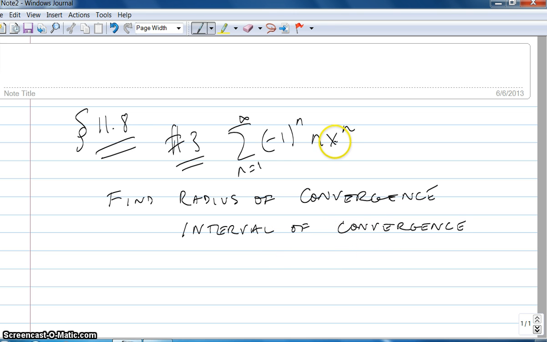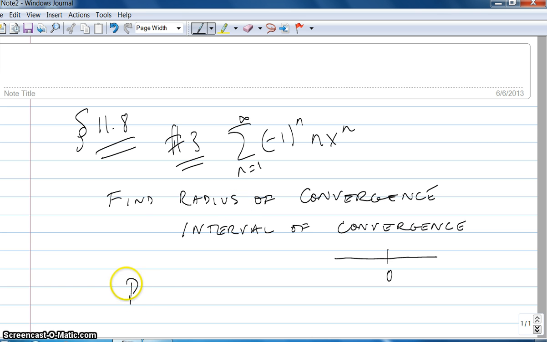Notice first that if x equals 0, it doesn't matter what n is. If x is 0, everything's 0 there, and so we're adding up a bunch of zeros, and that definitely converges. So it gives us the center point of our interval. That's the center. Now what I want to find is the radius.